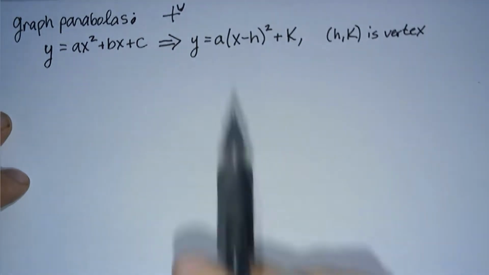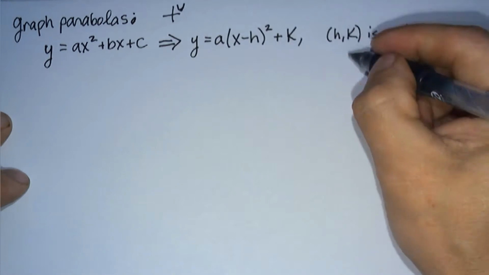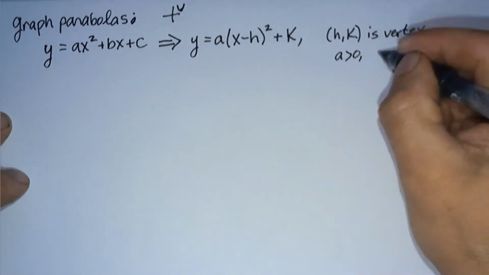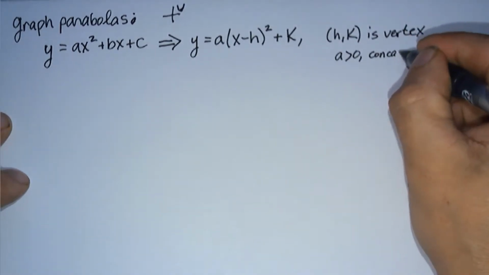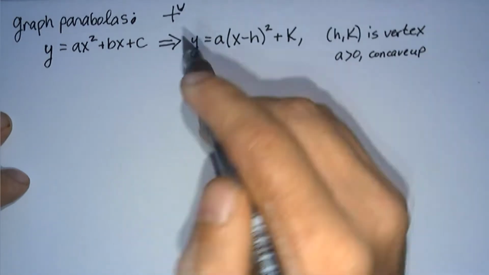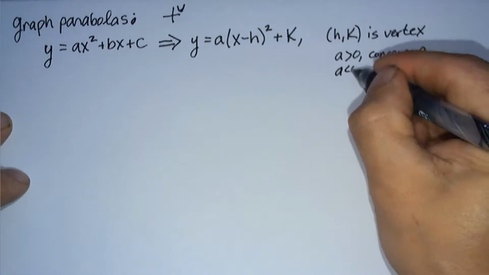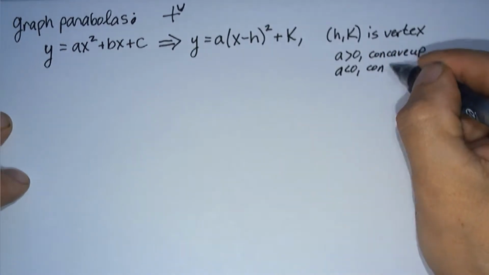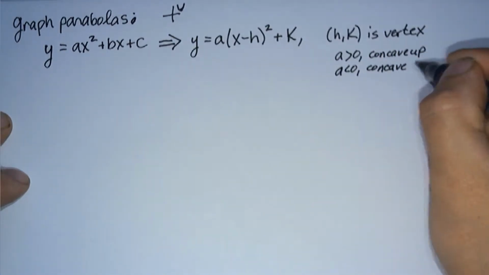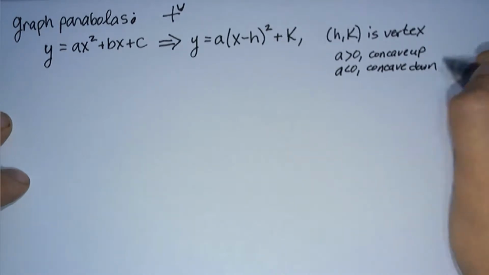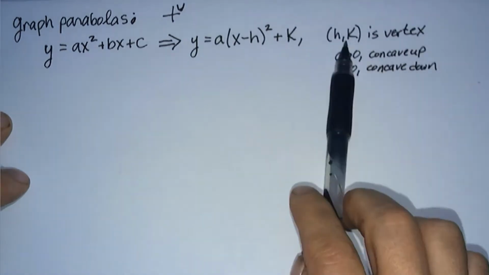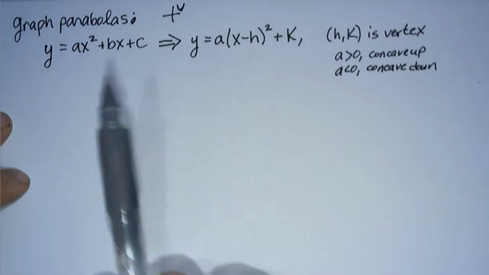Okay. If a is positive, it's concave up. This is what concave up means. That means it's moving up. If a is negative, it's concave down, going down. So it has a maximum. And the maximum or the minimum is at this vertex. Okay, so how do we go from here to here?